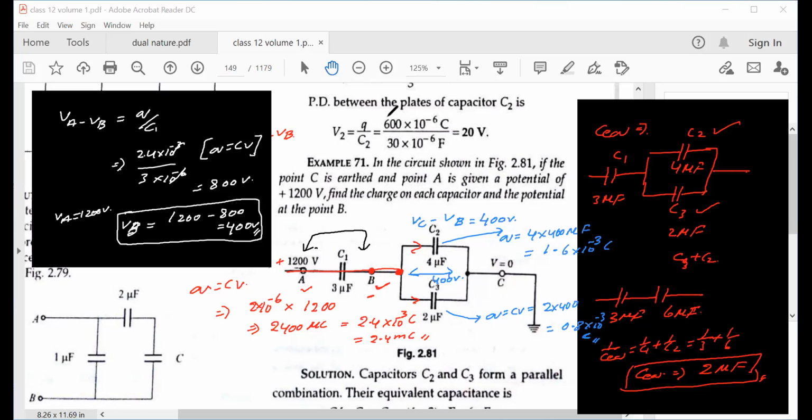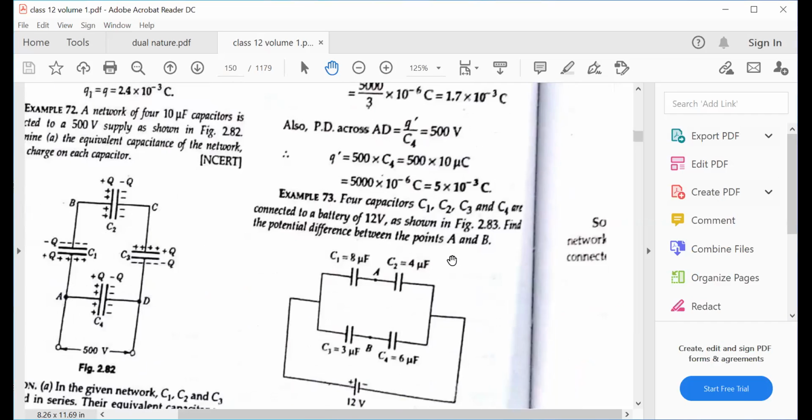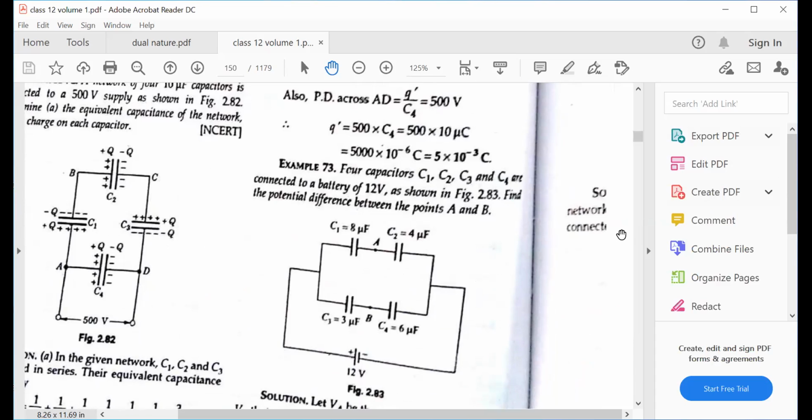So next question. Similar to this, you try it. Please try it. So next question, 73. Let's see. So question number 73. Please take it.